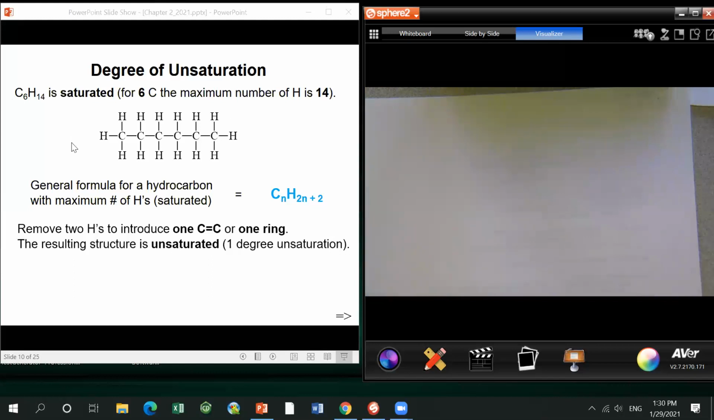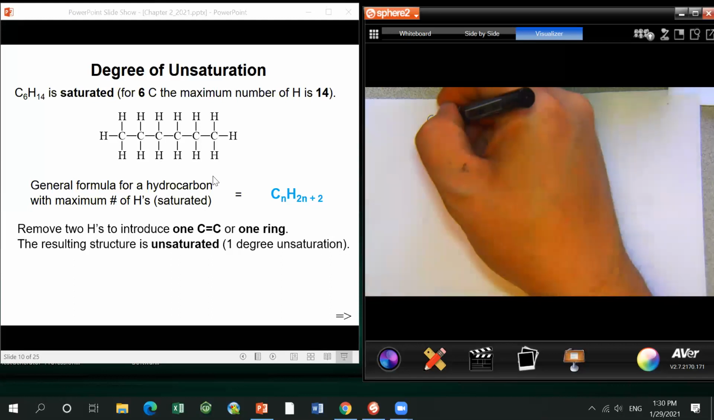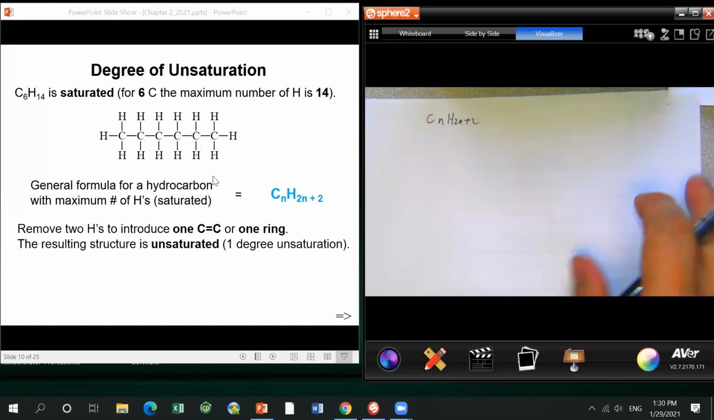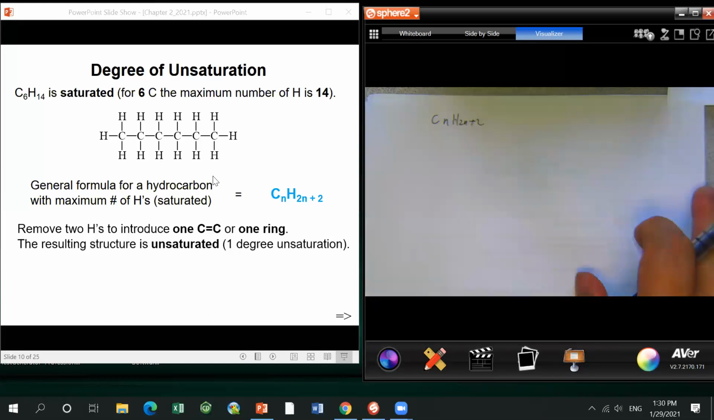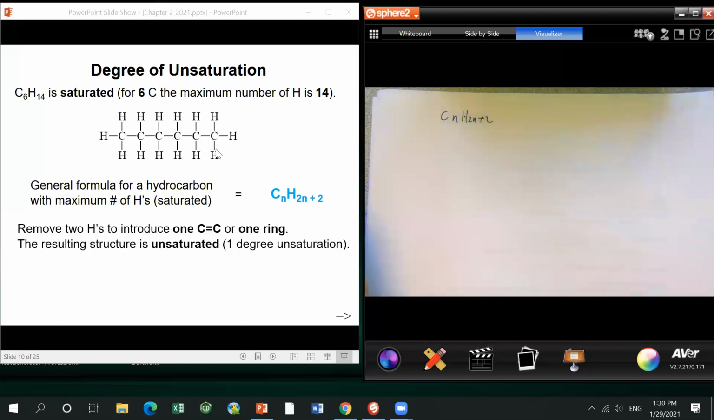For this molecule, the two terminal carbons each have three hydrogens attached, and all other carbons each have two hydrogens attached. So for this molecule, you can use CnH2n+2 as its general formula. That's the maximum hydrogen that can attach to carbon, and the plus two comes from the two terminal carbons.